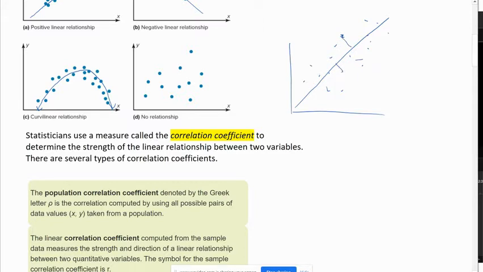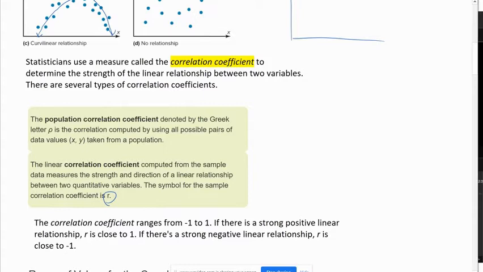What we can do mathematically is find the minimum sum of distances for all these points. How far away are they from the actual line of best fit? If the average distances are small, then we get a good correlation. If the average distance is large, then we get a poor correlation value. That's called a correlation coefficient. We use the letter R for the correlation coefficient, as they say here.